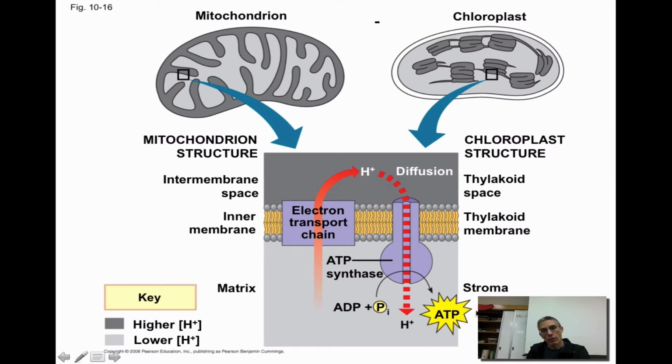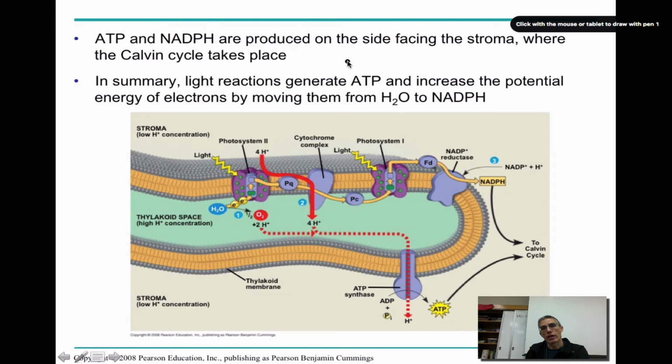Now remember, in the chloroplast, this is going to take place in the stroma, but when we talked about the mitochondria in cellular respiration, this was taking place in the matrix of that organelle. So ATP and NADPH are produced on the side facing the stroma, as we had said, where the Calvin cycle is going to take place. So remember, everything that we've talked about up to this point is taking place in the thylakoid membrane. The Calvin cycle, on the other hand, is going to take place in that fluid-filled space. So it's going to take place in the stroma.